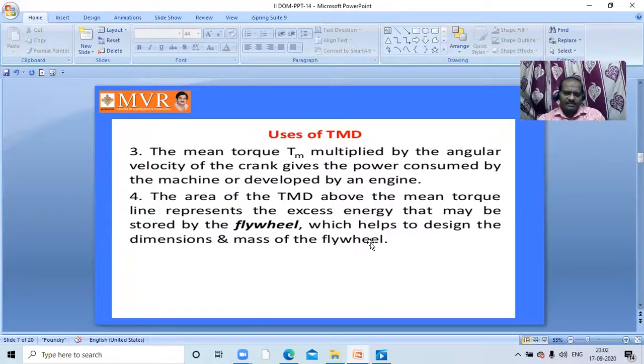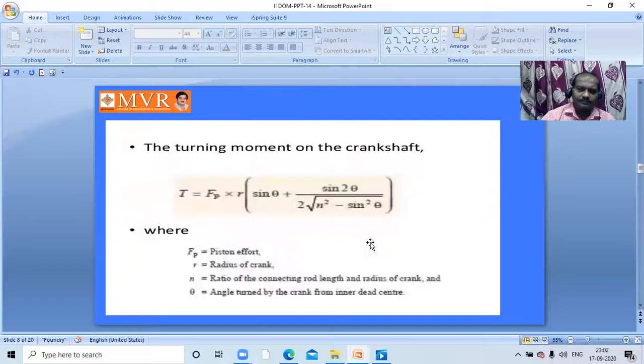Now this class is meant for how to draw the TMD diagram, turning moment diagram, or crank effort diagram. Very simple. I think you are ready with pen and paper. For this class I have taken the turning moment on a crankshaft. This is for a single stroke engine.